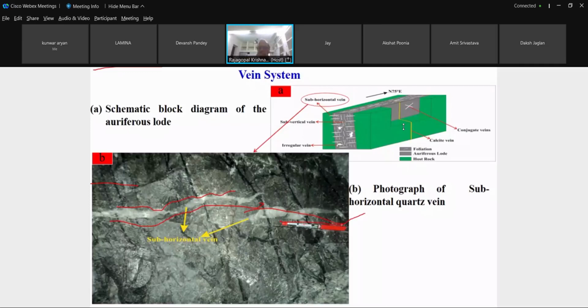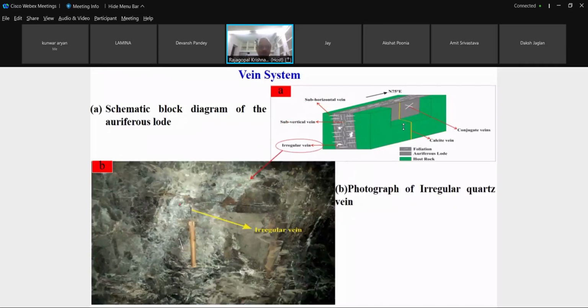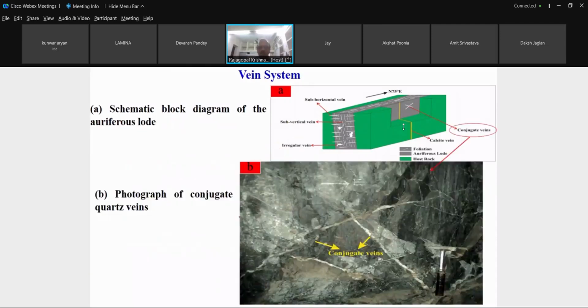It depends on the geometry of the opening. The veining takes place. Yes, these are irregular veins. These are all going in different directions. Irregular veins. These are conjugate veins. You see the veins. And if you see the materials inside, they will be carrying a lot of components. And sometimes they will be carrying a lot of metals. That's why they are called metalliferous veins.